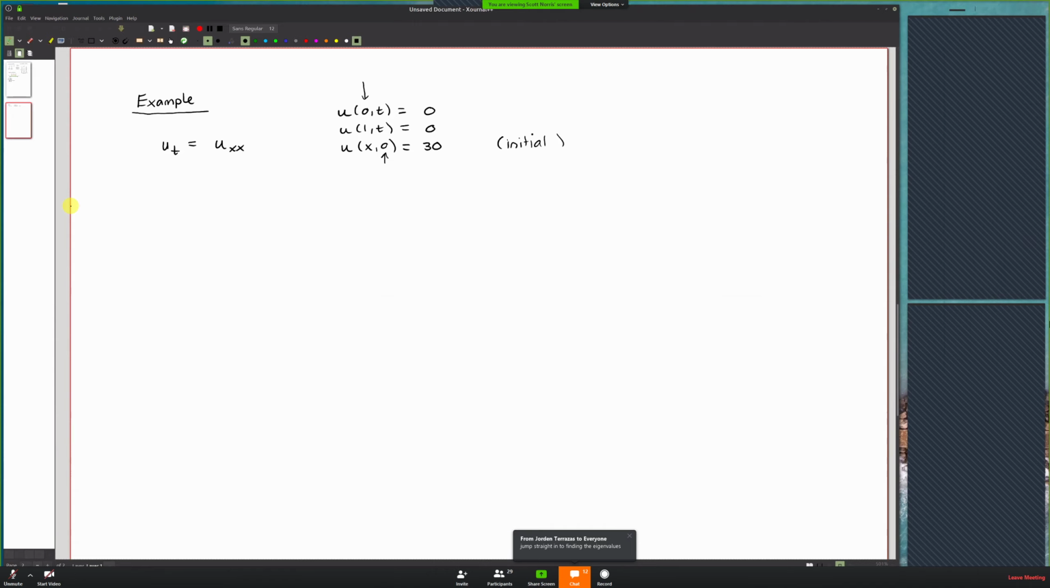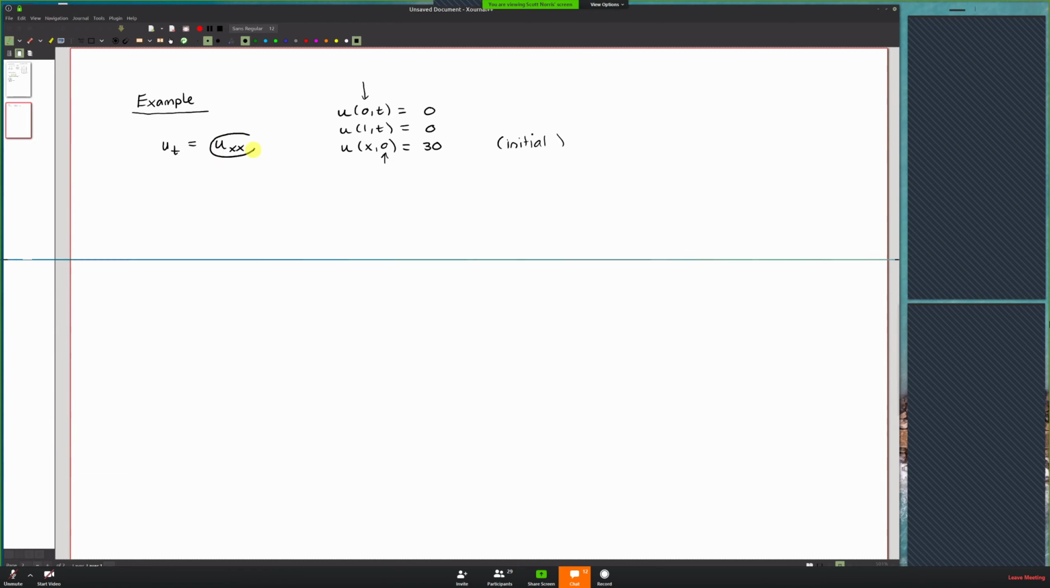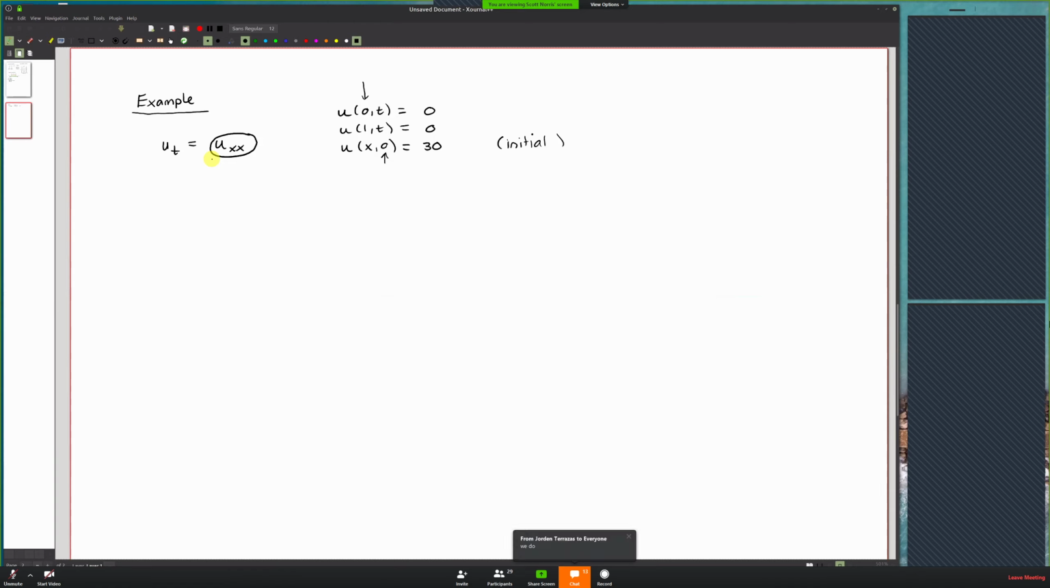And the whole point of finding eigenfunctions, one way of thinking about them is that they turned something hard into something easy, right? They turned a differential operator into multiplication by a constant. What if we could turn this into multiplication by a constant? Then we would just have an ODE in time, which is what you spent your whole ODEs class solving. Do we know how to turn that UXX into multiplication by a constant? We do.